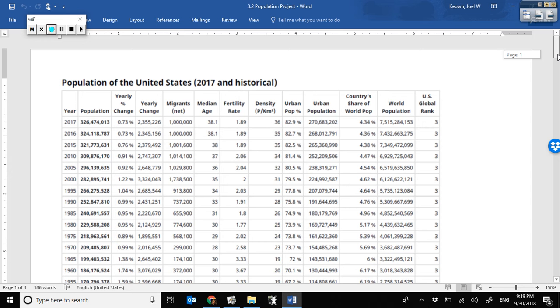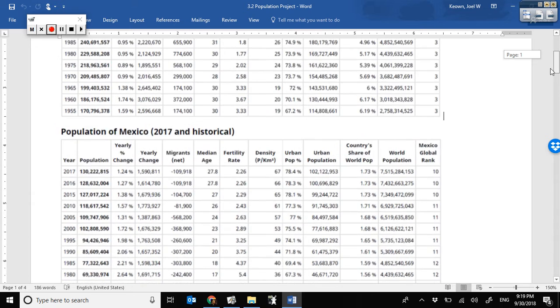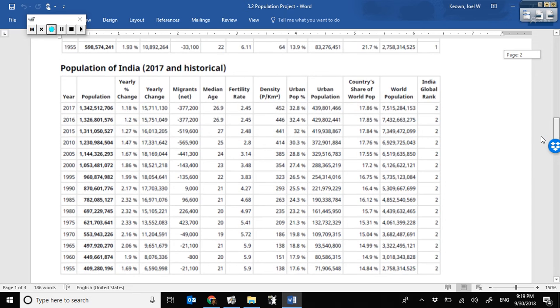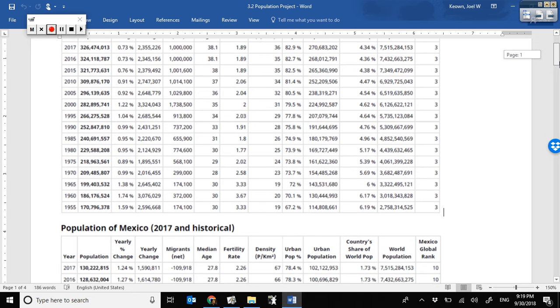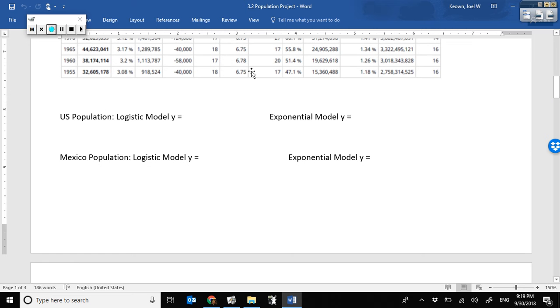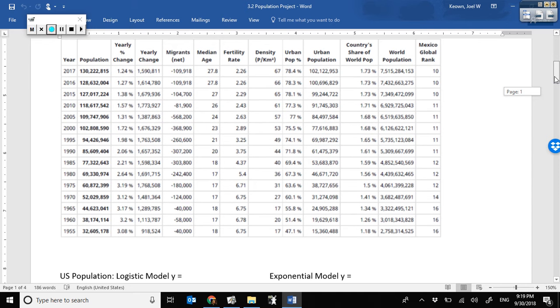So you can break this up however you would like. I would say give these 2 countries, this page, to one partner, give the second page to the other partner. You can break it up as you like, but anyway, break these first 2 pages up between you and your partner. And down here it says the U.S. population logistic model, y equals, and exponential model, y equals. So in the last lesson in 3.1, you should have learned how to use your calculator to make a logistic model and to make an exponential model.